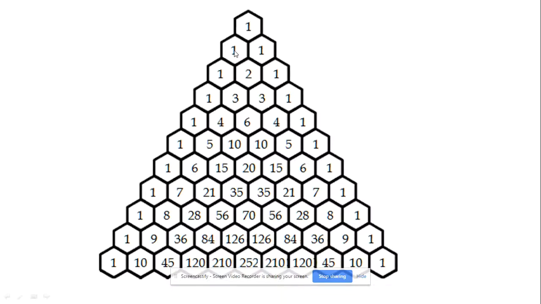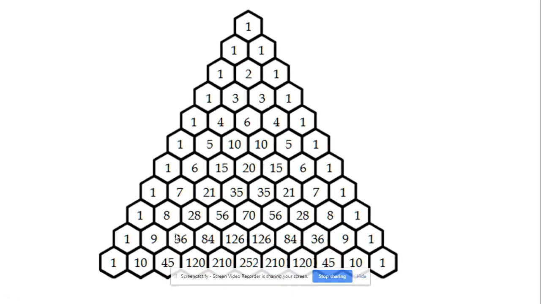So if you take a look at it, 1 plus 1 will give you 2. 1 plus 3 will give you 4. 10 plus 5 will give you 15. So any two adjacent to each other will add up and give you whatever is the one underneath it. So 8 plus 28 is 36, and so on and so forth.